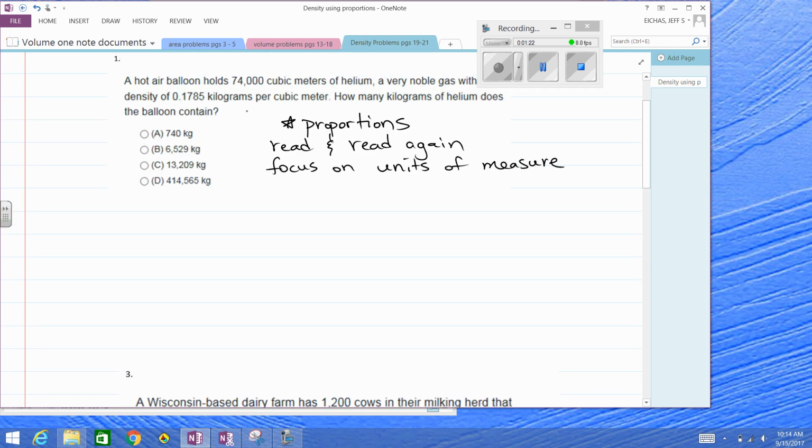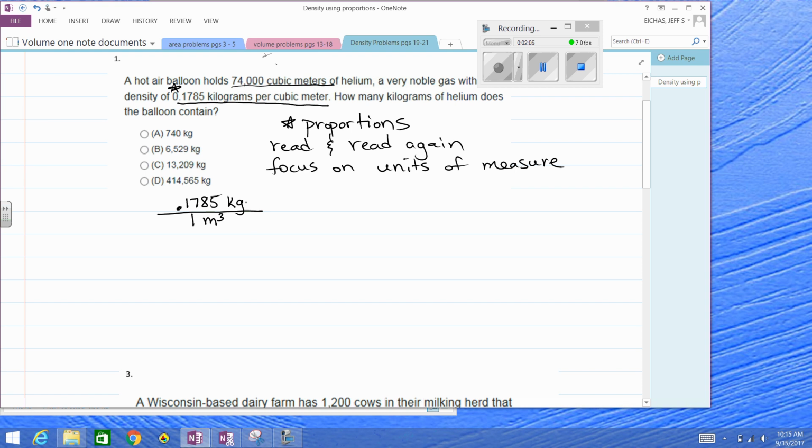So what we have is, we read it, a hot air balloon holds 74,000 cubic meters of helium. Don't worry about a very noble gas, with a density of 0.1785 kilograms per cubic meter. How many kilograms do we need? Now, right away, this is something we've got to teach students to convert. Here's what this means. The per is kind of like division. So what I would write it as is I would take that number and I'd write it as 0.1785 kilograms. And then underneath it, I would put 1 cubic meter, or meter cubed. We write it like that.